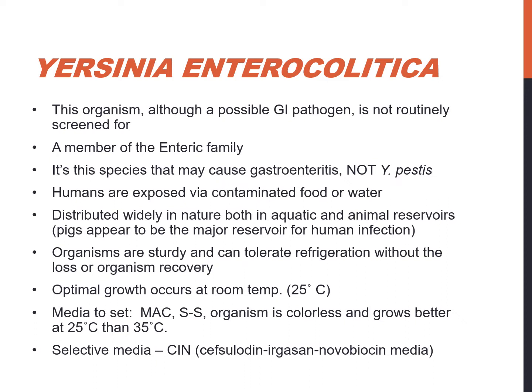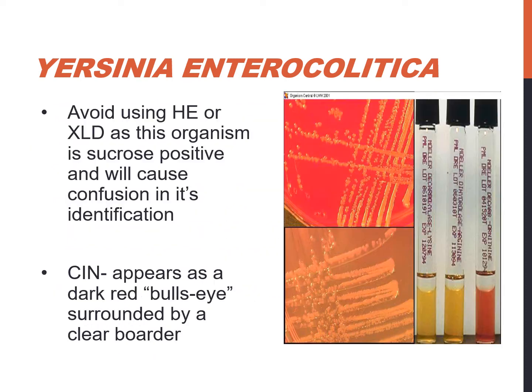The optimal growth occurs at 25 degrees Celsius, and the selective media we're going to set is CIN, although it will also grow on MAC. Whenever we're trying to isolate Yersinia enterocolitica, we always want to set up a CIN agar. It is selective for Yersinia enterocolitica, and the organism appears as a bullseye with a pink center and a clear border. That is very typical of Yersinia enterocolitica. Again, we want to attempt to grow these at room temperature. They grow at 35 degrees, but they prefer 25 degrees Celsius.